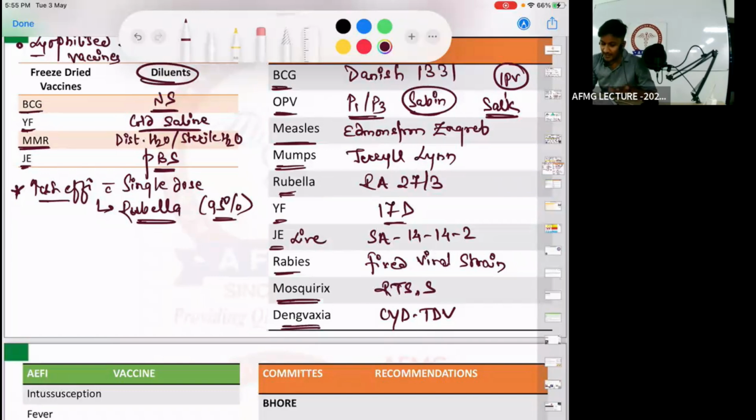So maximum efficacy with single dose of which vaccine? Rubella. And 99% efficacy with 2 doses of which vaccine? Measles. But single dose maximum efficacy is rubella. And BCG does not give protection against pulmonary TB. It only protects against extrapulmonary TB.